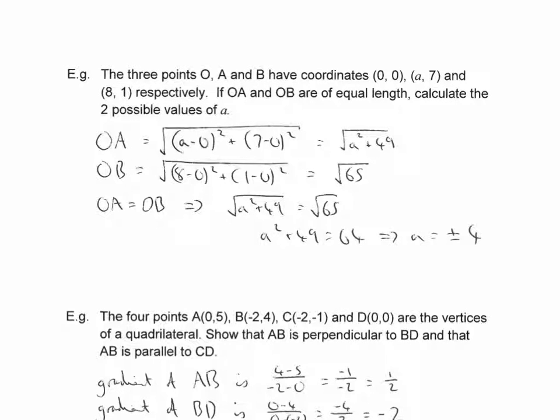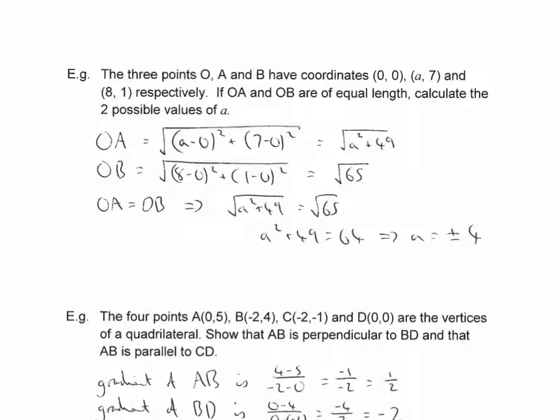Okay, so this next example is talking about length, so it's going to be using our little Pythagorean formula. You're given points O, A and B, you're given their coordinates, but A is unknown. It says as OA and OB are of equal length, find the values of A. So I'm going to investigate the length of OA first of all. OA is the difference in the x coordinates of O and A squared, the difference in the y coordinates squared, square root, so I end up getting this expression here. When I go to write down what OB is, OB all involves coordinates I know, and I get root 65.